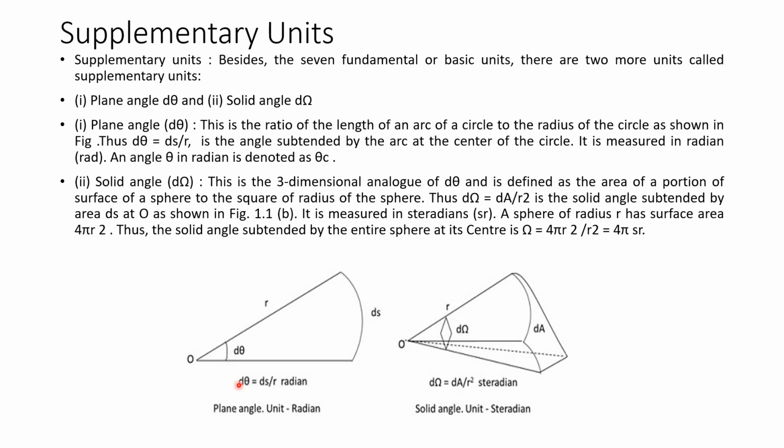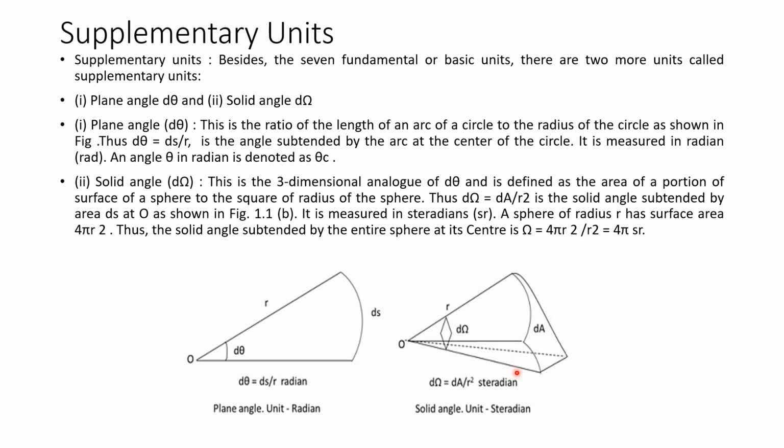So what is it given by? D theta is equal to arc ds upon radius r radian. D theta is equal to ds upon r radian. So what is the unit of plane angle in the SI system? It is radian.